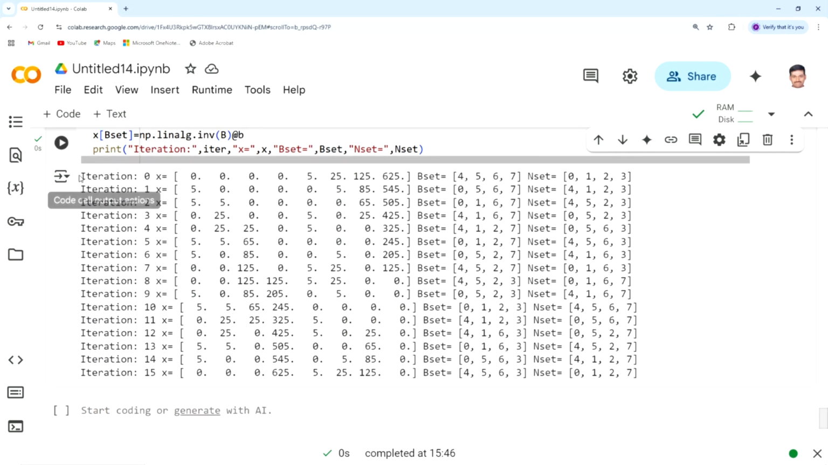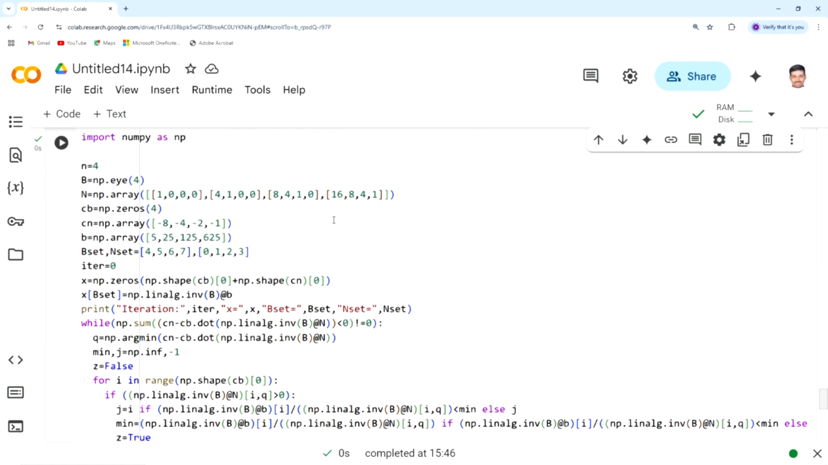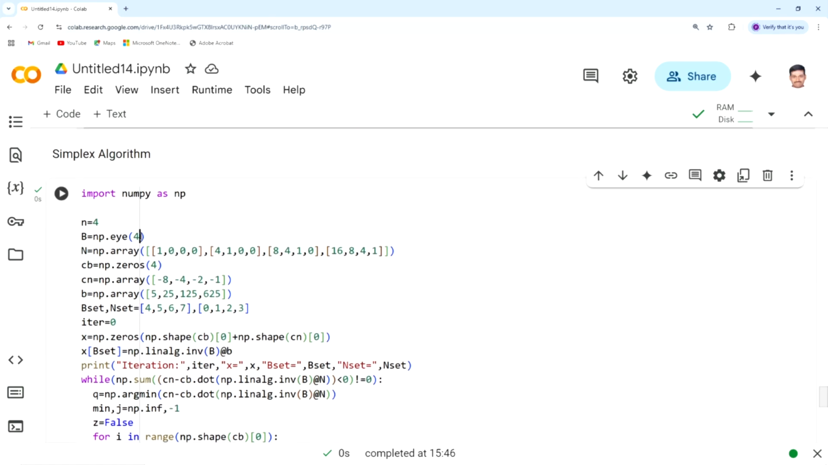So let us check. You can see that it takes 16 iterations. We started with 0, and the right answer is 0 0 0 625. These are auxiliary variables, but it has taken 16 iterations. So I can try to do that with n equal to 5. With very minimal changes I can do it. So let me do that.